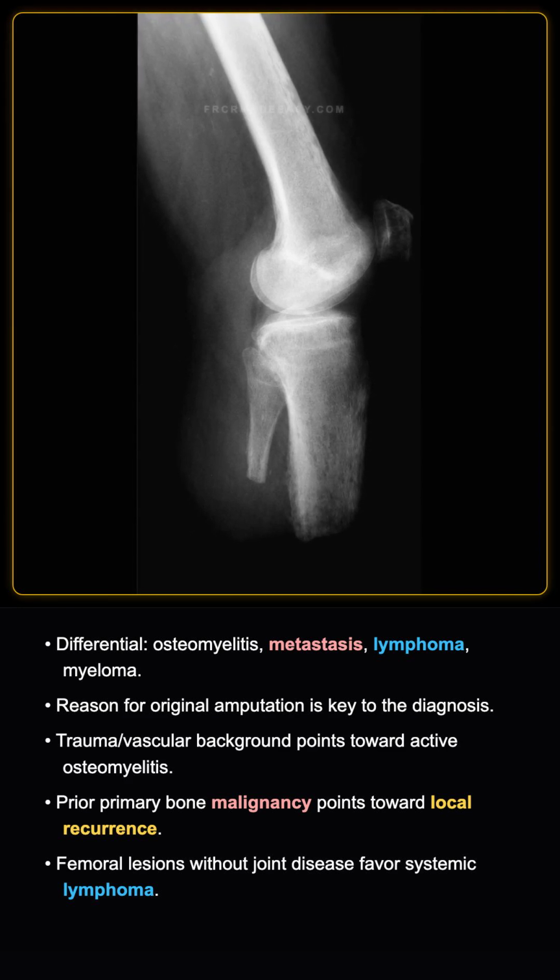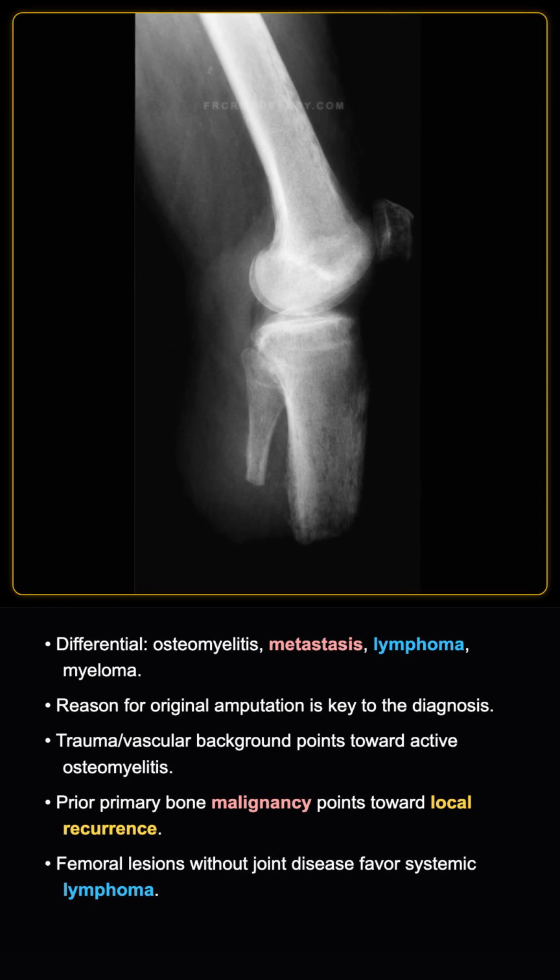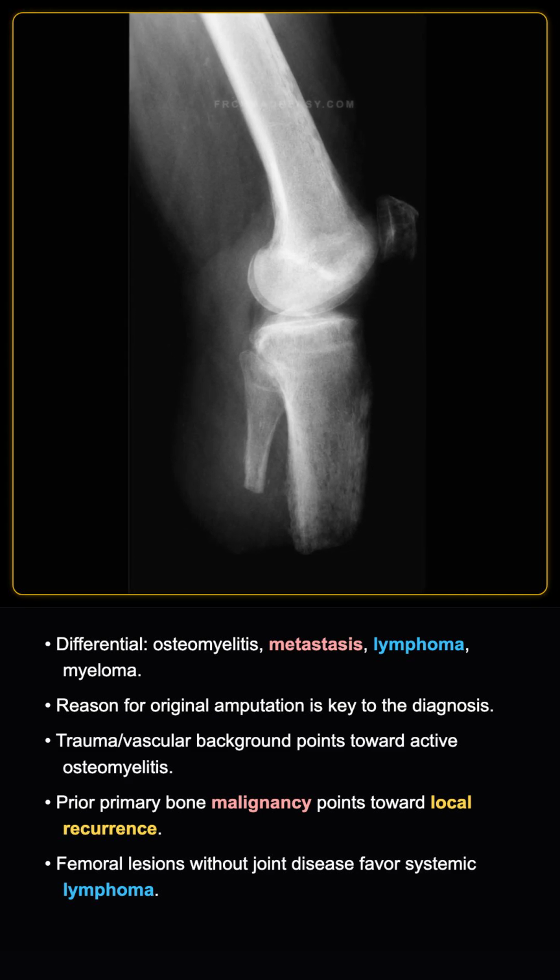If the amputation was for trauma or peripheral vascular disease, osteomyelitis is a very likely diagnosis. However, if the amputation was performed for a primary bone malignancy, local recurrence is the leading diagnosis. The presence of suspected synchronous lesions in the distal femur without joint space narrowing strongly points towards a systemic malignancy like lymphoma.